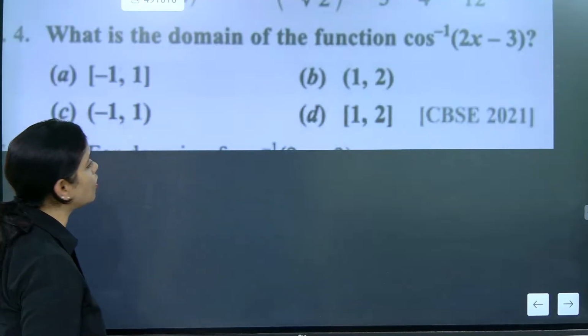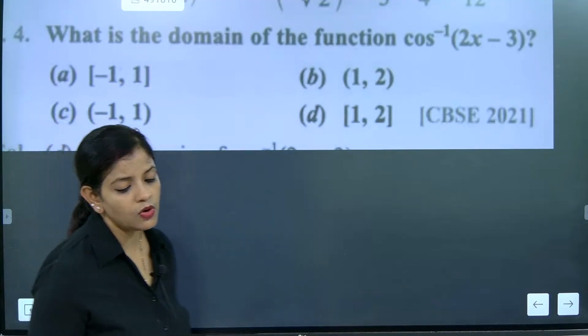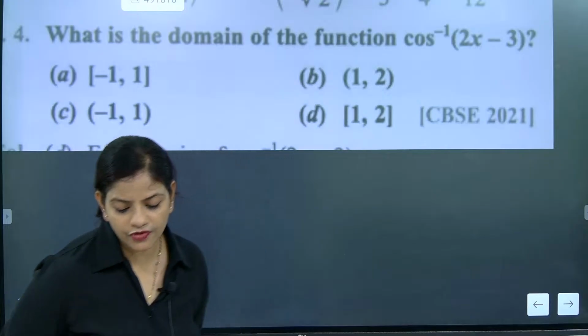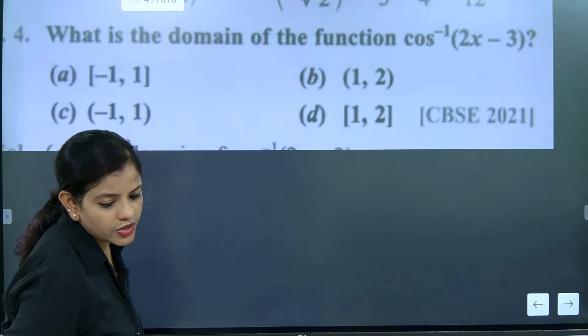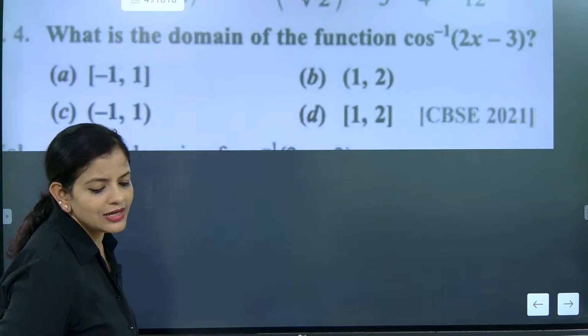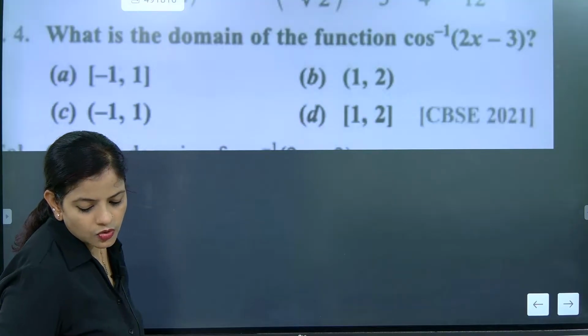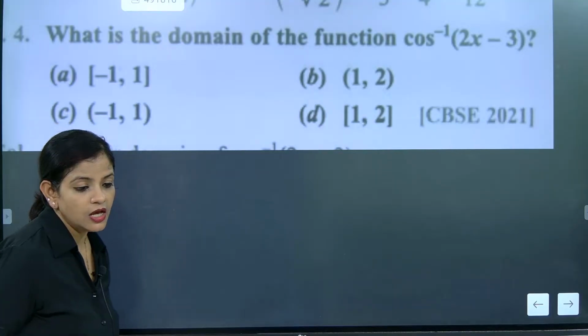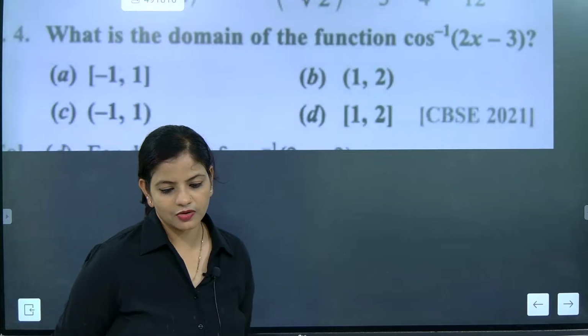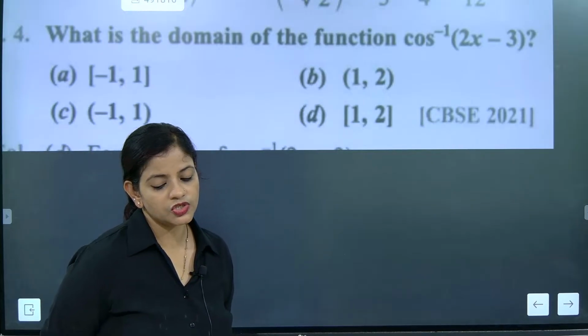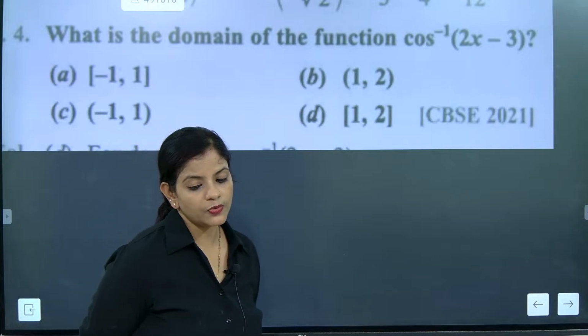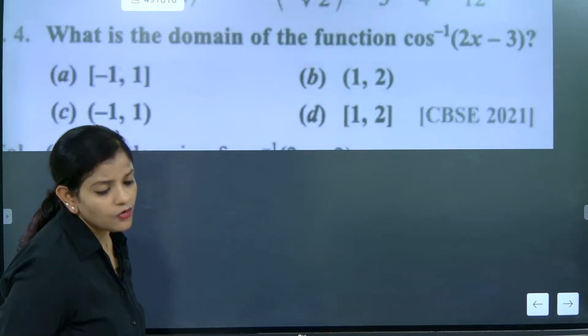You know that cos theta lies between -1 and 1, so the inverse function's domain needs one step of work. Yes, option D, let's check. We will solve and check, because without solving how can we say? Some people are saying option B, some option D. Let's check this one out.